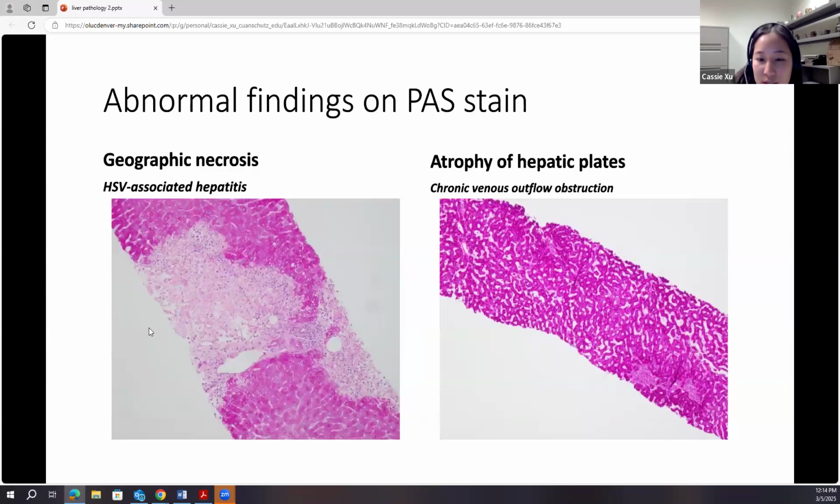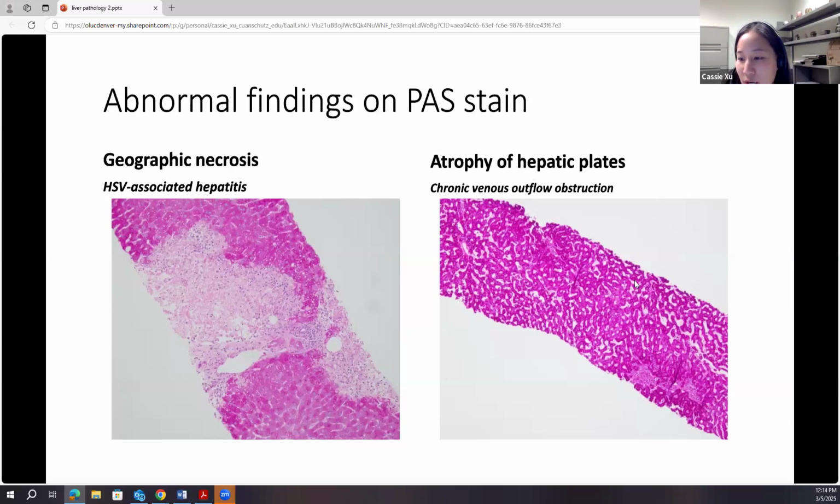This is an example of geographic necrosis. You can see the normal hepatocytes, or the normal lobule, has this really nice magenta color, and then you can see the areas where the hepatocytes have died. This really highlights the amount of necrosis here. This is an example of HSV-associated hepatitis, which has this geographic necrosis appearance. It's a cluster of necrotic hepatocytes. It's non-zonal, so it doesn't have a specific pattern. It could be periportal, it can be central lobular, kind of scattered throughout.